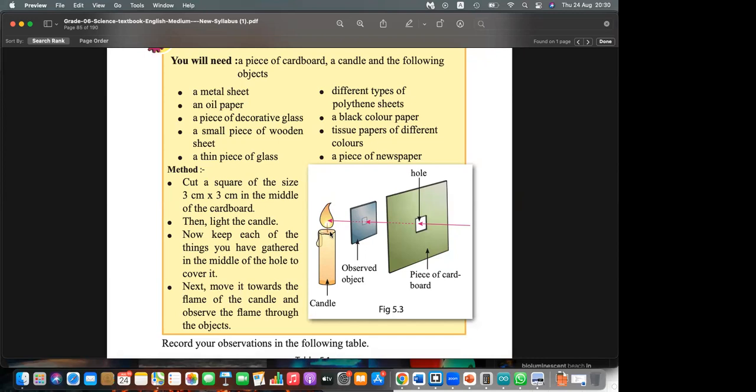Some are allowing light to pass through. Some are allowing light to pass through, but not fully. That is why the preview is not really clear. Some are not allowing light to pass through. Example, metal sheet, then wooden sheet will not allow light to pass. So we need both objects, right? And also another thing, when light passes through an object, there can be bending of the light. That is called refraction.